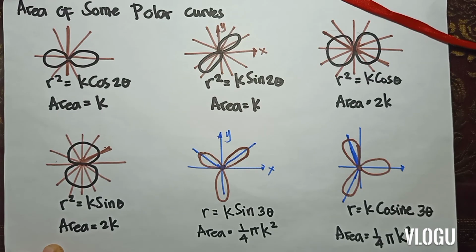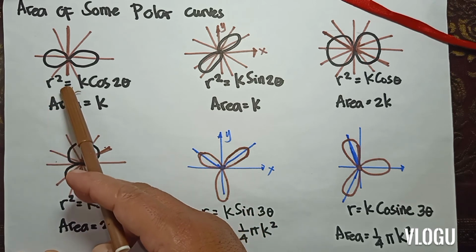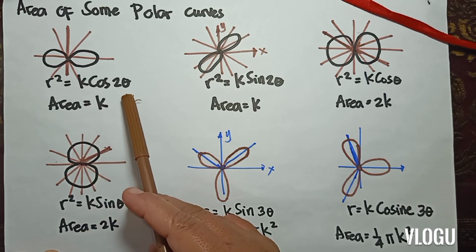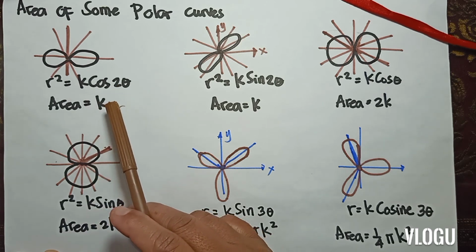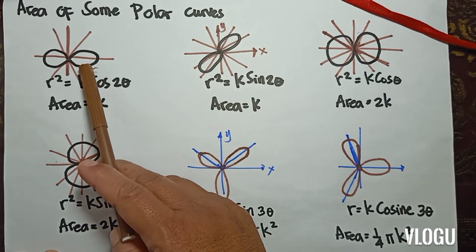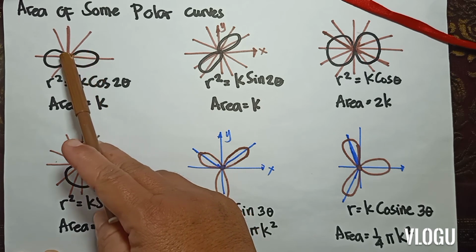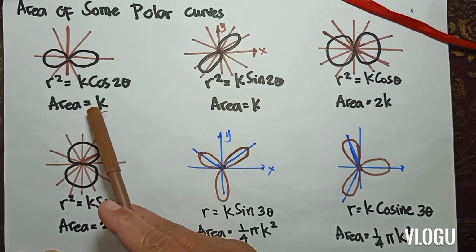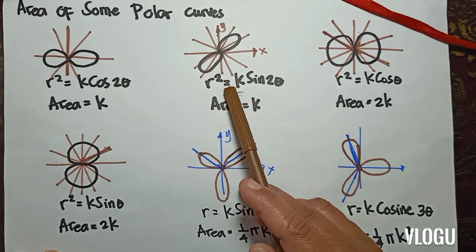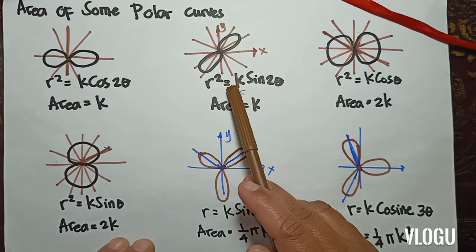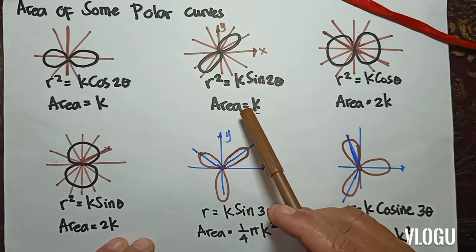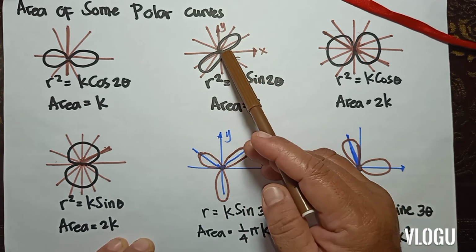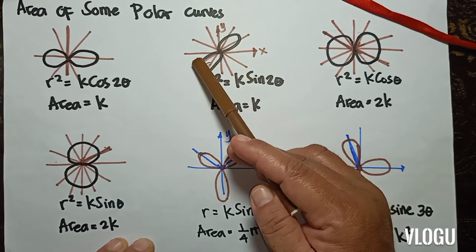Okay. So here are the areas of some polar curves. If the given is r squared is equal to k cosine 2 theta, the curve here is given like this one, and the area is equal to k. If the given is r squared is equal to k sine 2 theta, the area is equal to k, and the form of the graph is like this one.